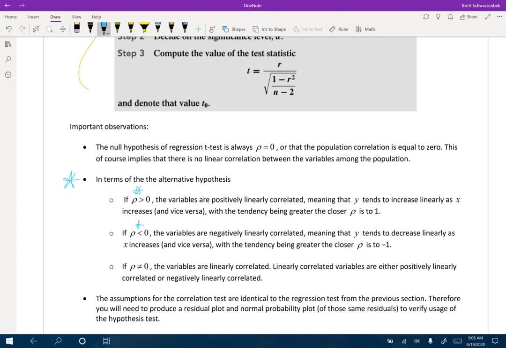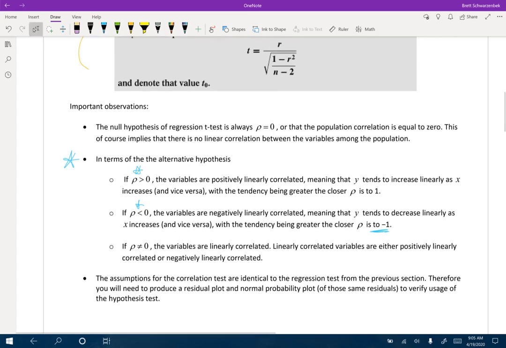If it's rho less than 0, then we're talking about a negative correlation, and we're hypothesizing a declining line with a negative slope. And remember that only goes to -1 in the real world, even though that's not really a part of the test. Now, not equal to 0 basically says that the variables are just generally linearly correlated.